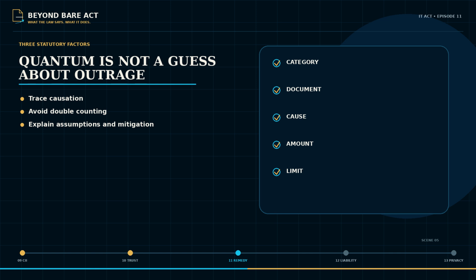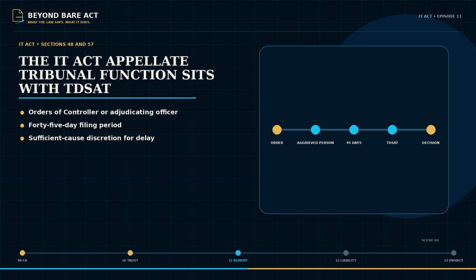In practical preparation, create a schedule with each claimed item, date, source document, causal explanation, amount, uncertainty, and response. That schedule makes disagreement visible and helps the tribunal or court see which parts are proved, which are contested, and which are speculative. Chapter 10 still uses the generic term appellate tribunal in the current IT Act. Following the 2017 tribunal rationalisation, the Telecom Dispute Settlement and Appellate Tribunal, or TDSAT, exercises the jurisdiction, powers and authority conferred on the appellate tribunal under the IT Act.